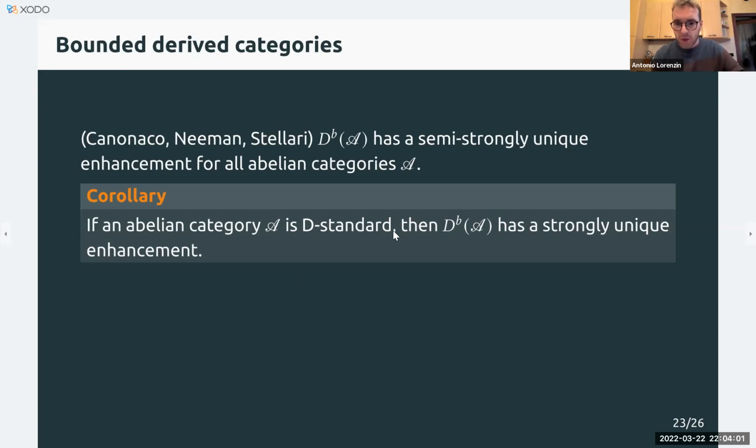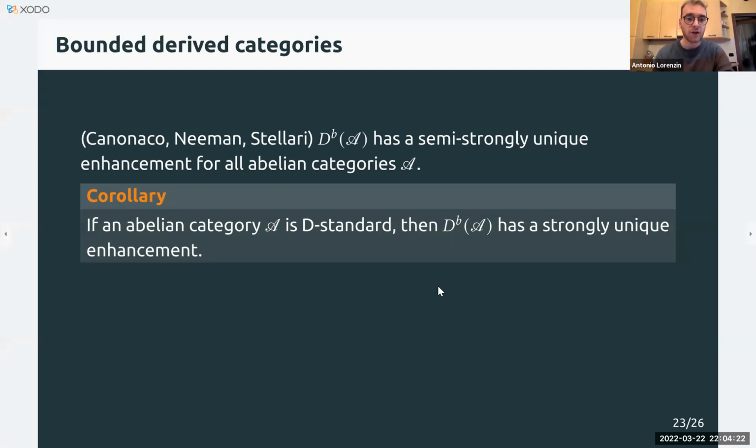One should ask maybe if we can reverse the arrow, and I do not know a general result for this, but I have proved that if the bounded derived category of A is very nice, then we have that this is an if and only if.